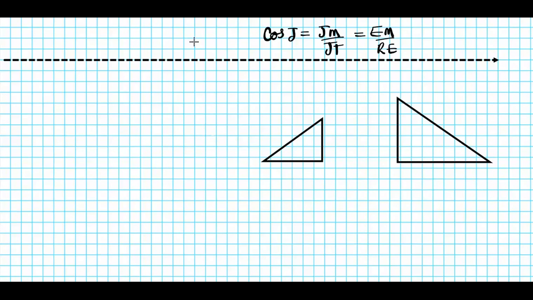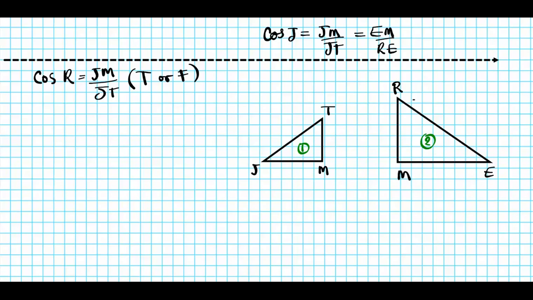Now let's take a look at the second option, 2. Alright, so we're going to do the same thing again. Test it to see if the statement that's given is true or false. So the statement is cosine R is equal to JM over JT. Is this true or false? That's the question. Okay, so we have J, M, T. We're using cosine again, so we're going to be using K, R, M, E. Let's call this triangle 1, triangle 2. Okay, now we're setting up cosine R.